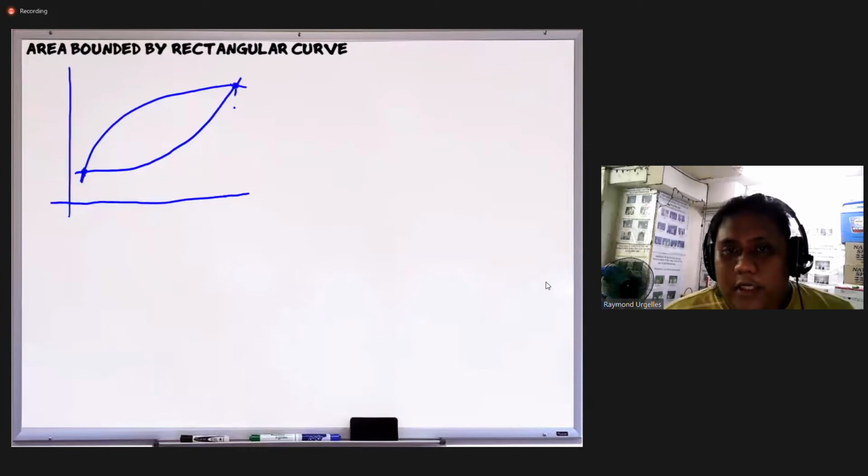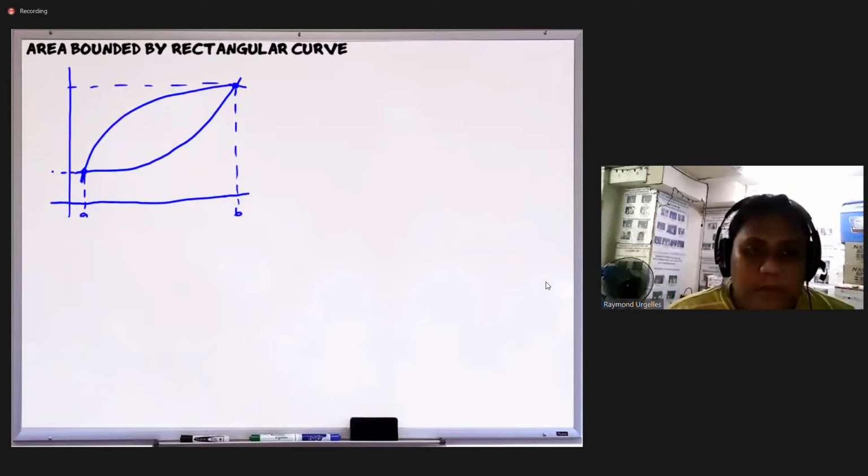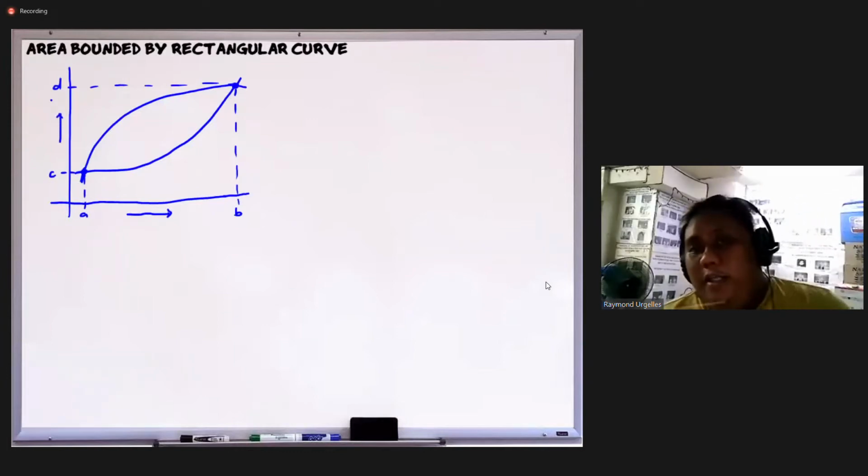So dito, we have this boundary and this boundary here. Let's say this is our A, then this is B. Again, that's in the x coordinate. In terms of the y coordinate naman, we have this one and this one. Tawagin naman natin to as C and D. Kung i-integrate natin siya in this direction, ito yung magiging limits of integration natin. Kung dito naman natin siya i-integrate, ito yung limits of integration natin.